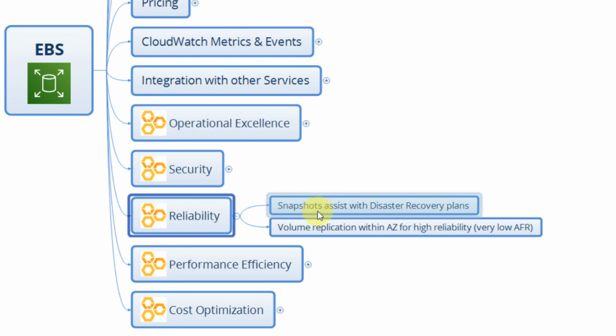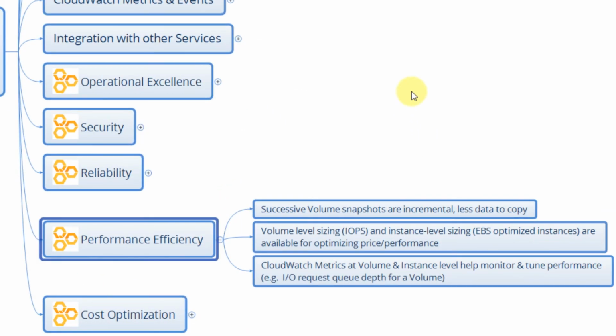For reliability, snapshots are a great feature to assist with disaster recovery plans, and volumes are replicated within an availability zone for high reliability. In other words, very low annual failure rates. For performance efficiency, when you create successive volume snapshots, they are incremental, which means there is less data to copy when a snapshot is created.